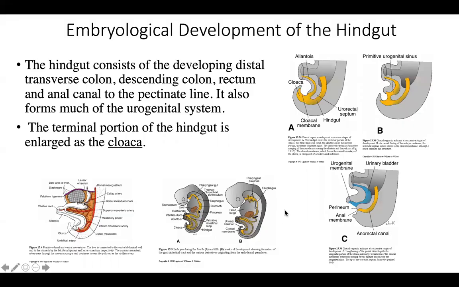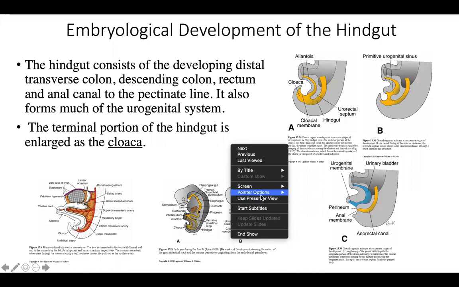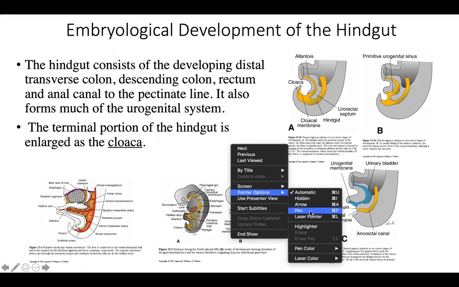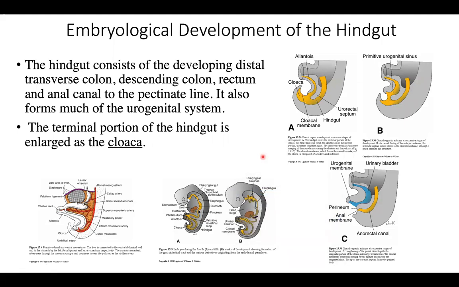Okay, so the hindgut consists of developing distal parts. You remember we discussed the esophagus, mouth, stomach, small intestine, and we said what is the junction between the hindgut and midgut? We say it is a point between the right 2/3 of the transverse colon and the left 1/3 of the transverse colon. Do you remember that point?